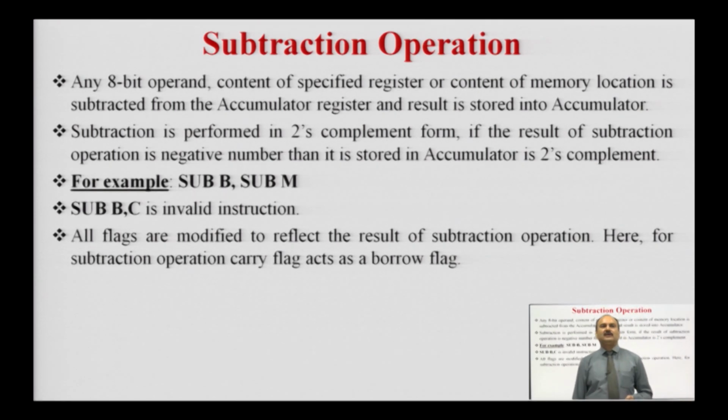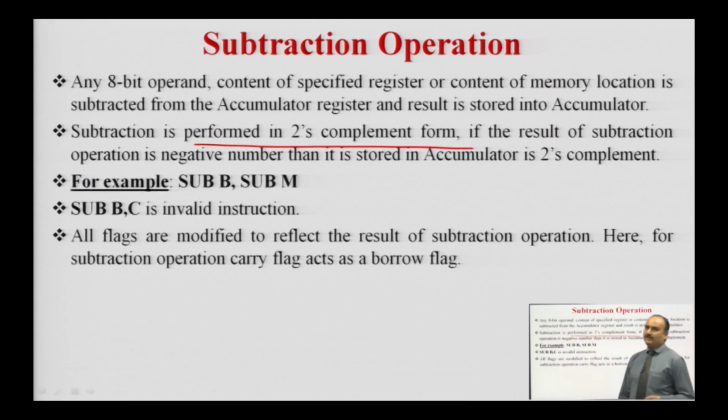Any 8-bit operand, the content of a specified register or the content of a memory location, is subtracted from the accumulator register and the result is stored into the accumulator. During the subtraction operation, the microprocessor will subtract the content of the specified register or memory location, or the 8-bit data specified immediately with the instruction, from the content of the accumulator and store the result into the accumulator. Remember that this subtraction is performed in 2's complement form.